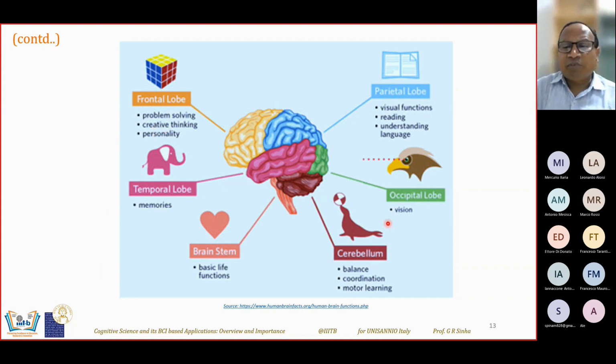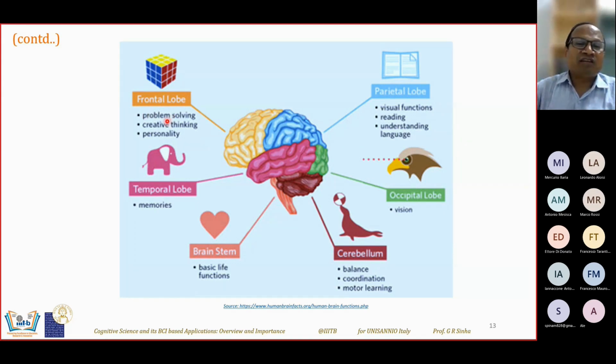Look here. Occipital is vision, parietal is visual, reading, understanding language. So if you can understand many languages, if you have the ability to translate and speak more and more languages, what about Italian? I just know one word only, that is ciao, right? Then you can develop this. You can speak more languages. You can translate from one to other. All these are abilities of this particular area.